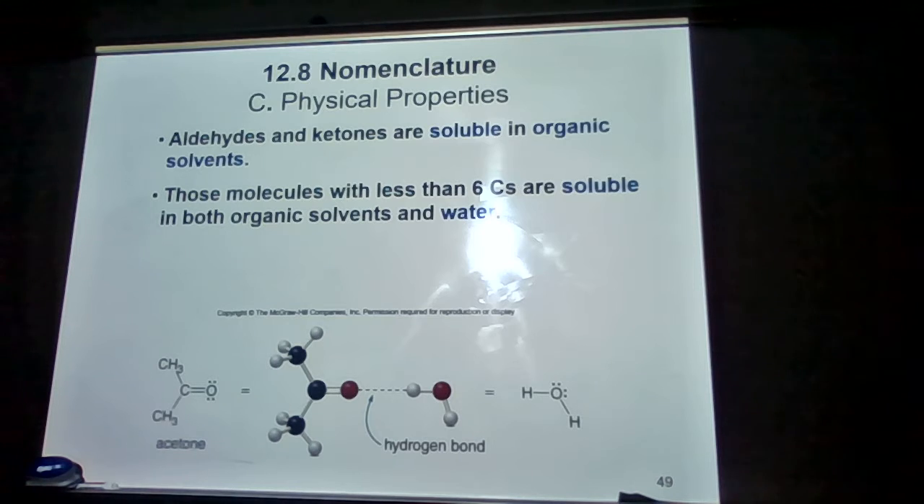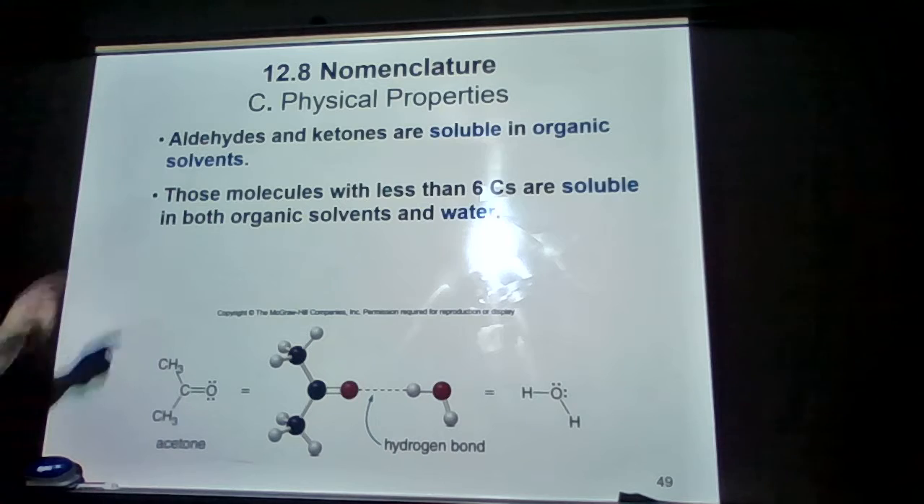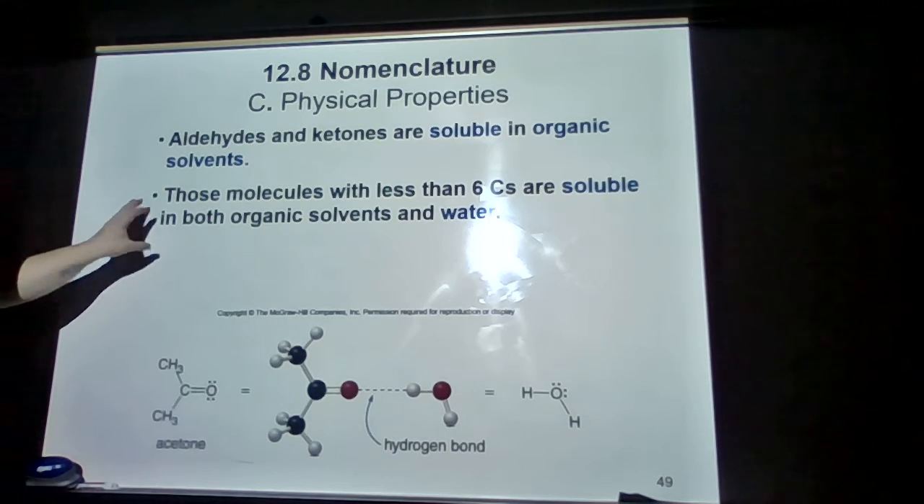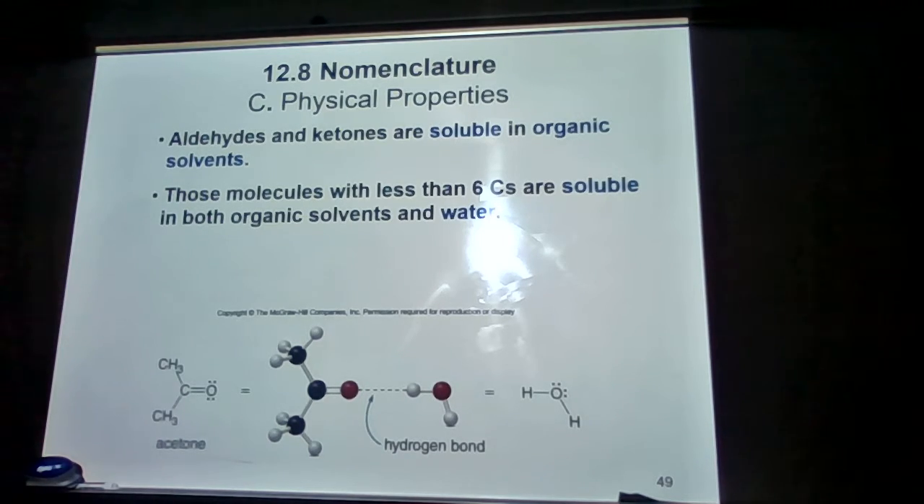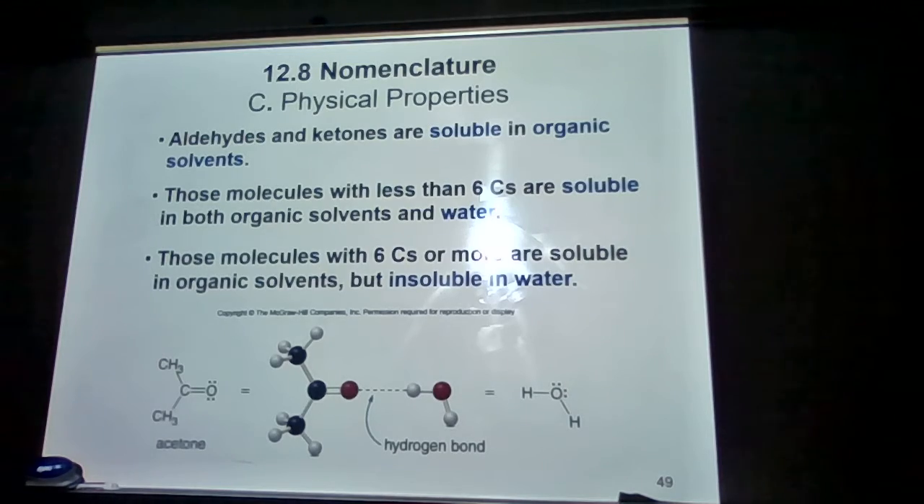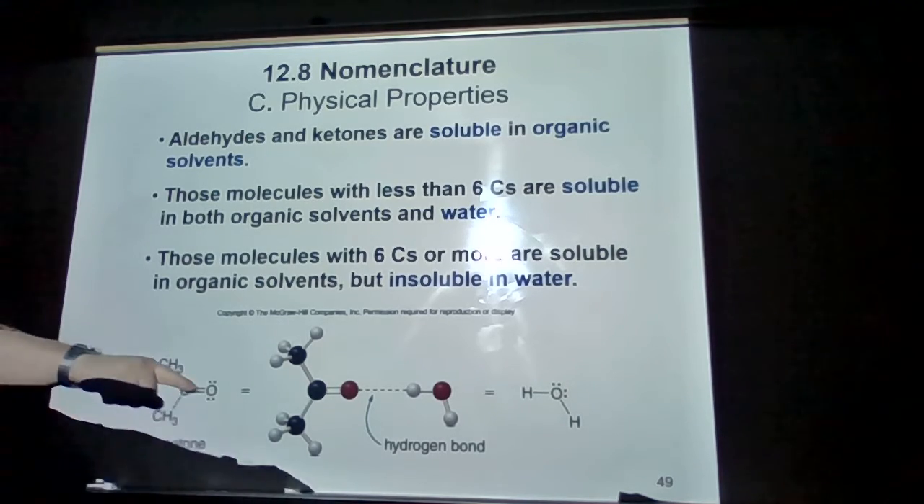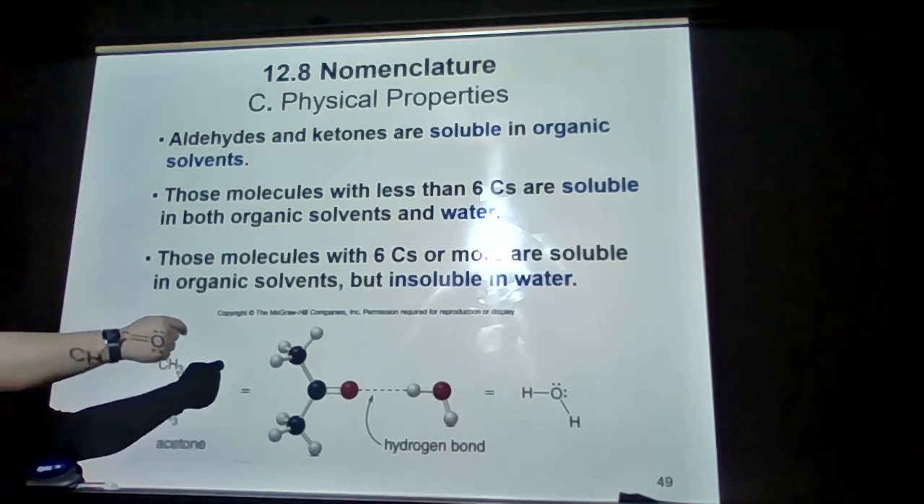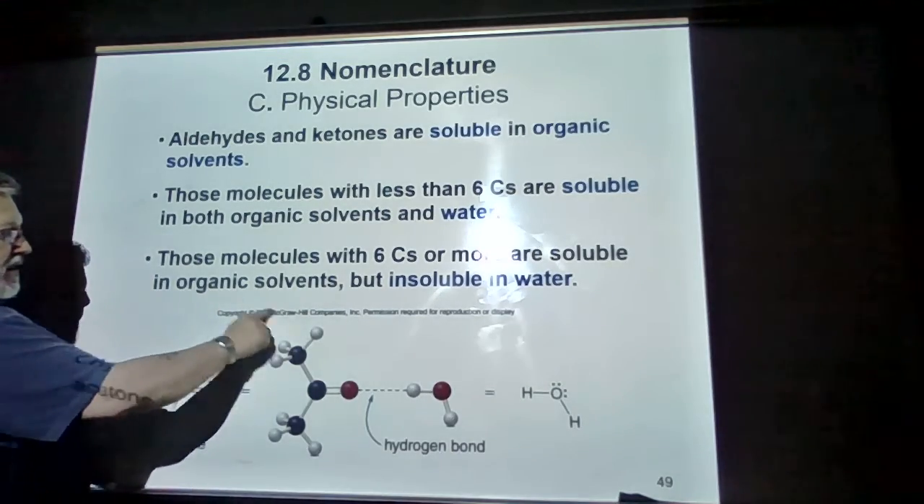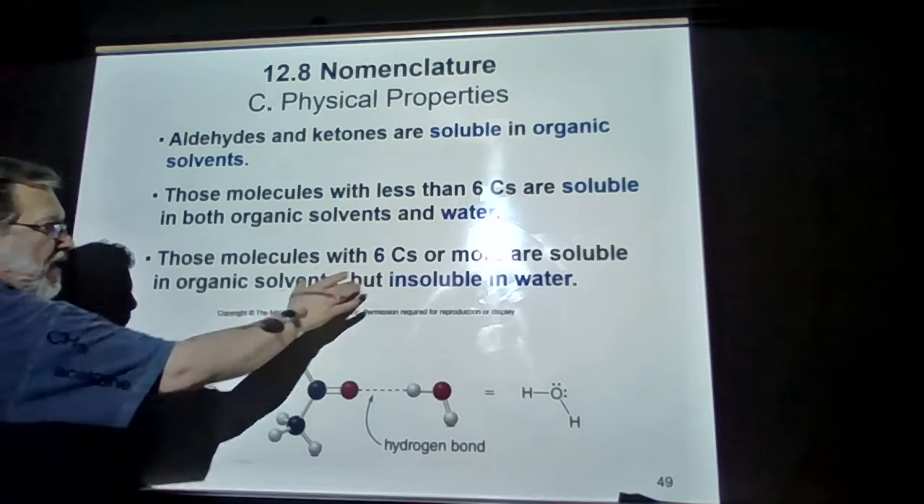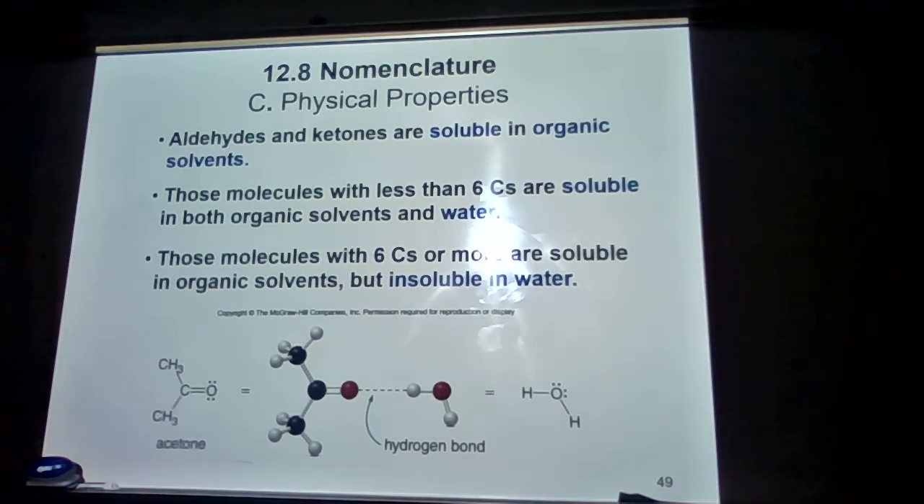Generally, aldehydes and ketones are soluble in organic solvents. Again, the limitation is right about the 6 carbon cutoff. Those molecules with less than 6 carbons, so the C5 and below, are soluble in both organic solvents and water. But those aldehydes and ketones that have 6 carbons or more are not soluble in water. They're still soluble in organic solvents, but they are not soluble in water.